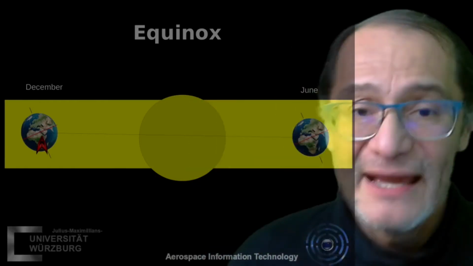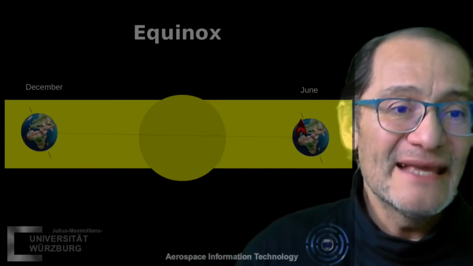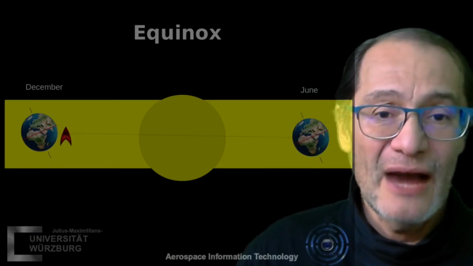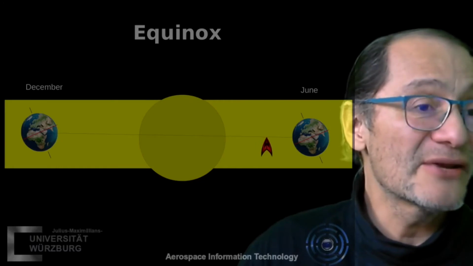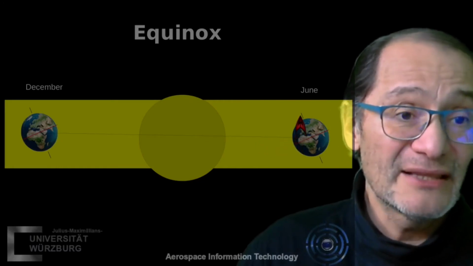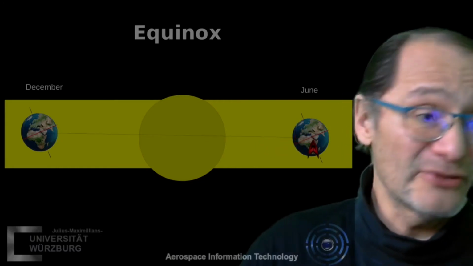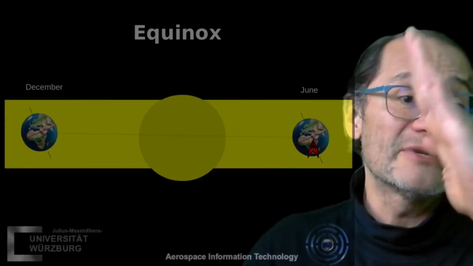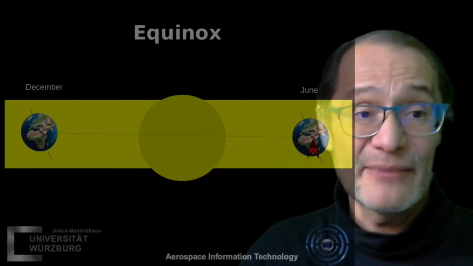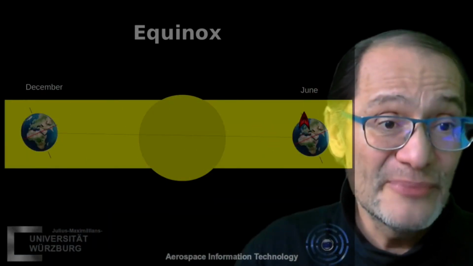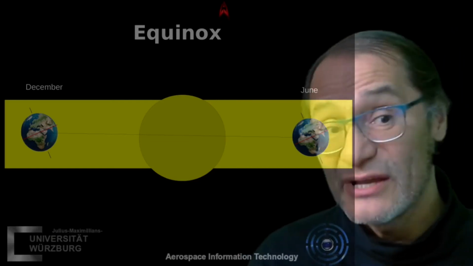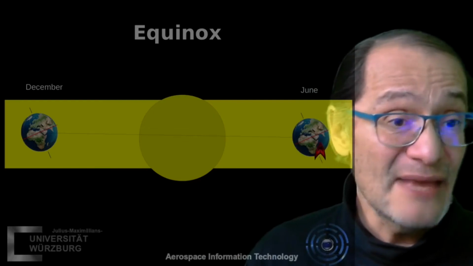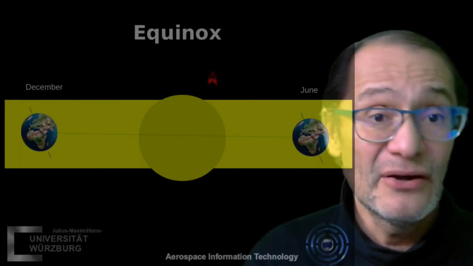Okay, let's take this. The rotation axis of the Earth has an inclination relative to the ecliptic, and the ecliptic is the orbit around the sun. But it's constant. So when we are rotating around the sun, this axis will stay the same. So it points, if we prolong this, to a star which we call the polar star or Polaris.